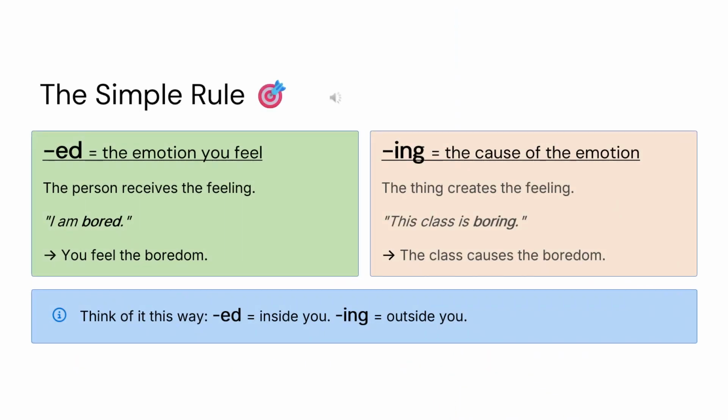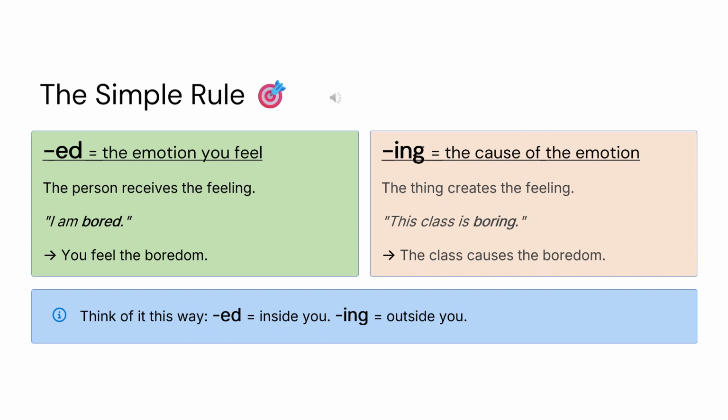The simple rule. The ed adjective is the emotion you feel, or a person feels. The person receives the feeling. I'm bored. He's bored. You feel the boredom. Ing is the cause of the emotion. The thing creates the feeling.